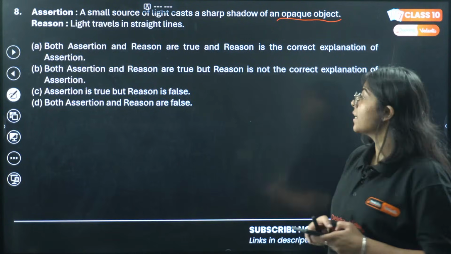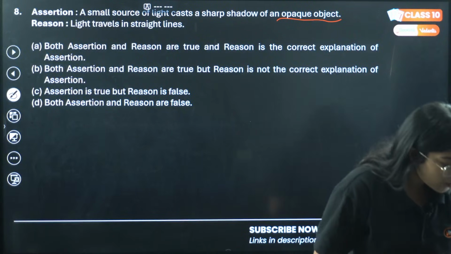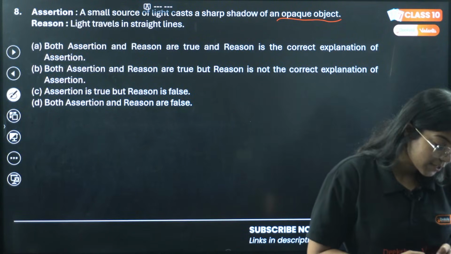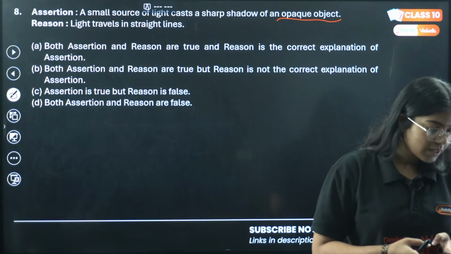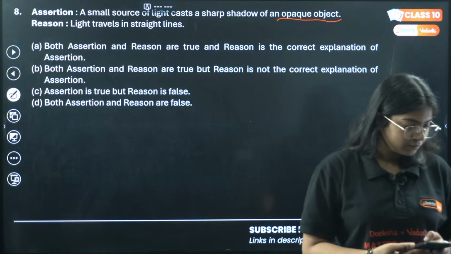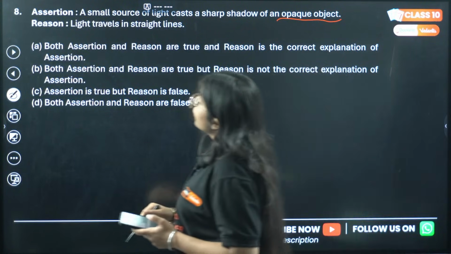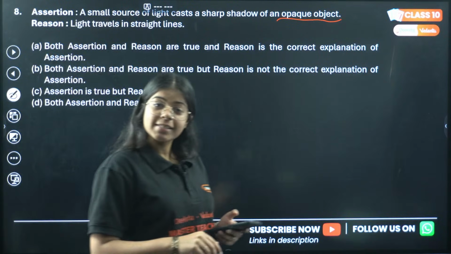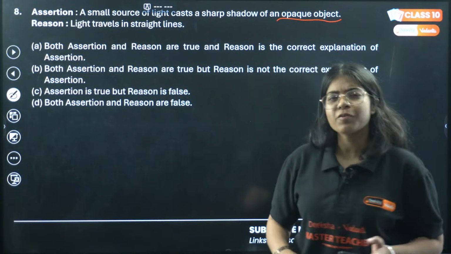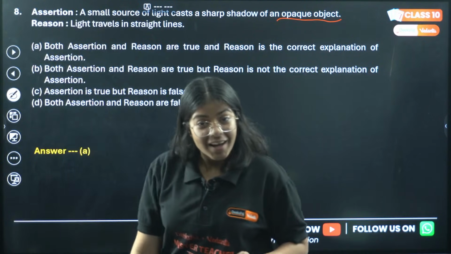Shivangi is saying A. Anyone else? Pro player is also saying A. Arjun is also saying A. Are all of you correct or not? Let us see. The answer is actually A.